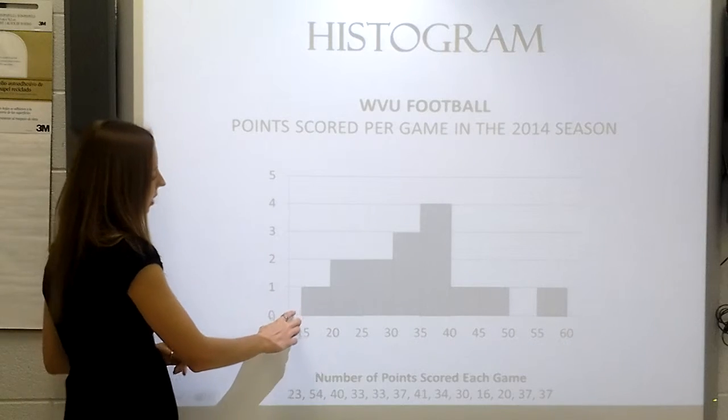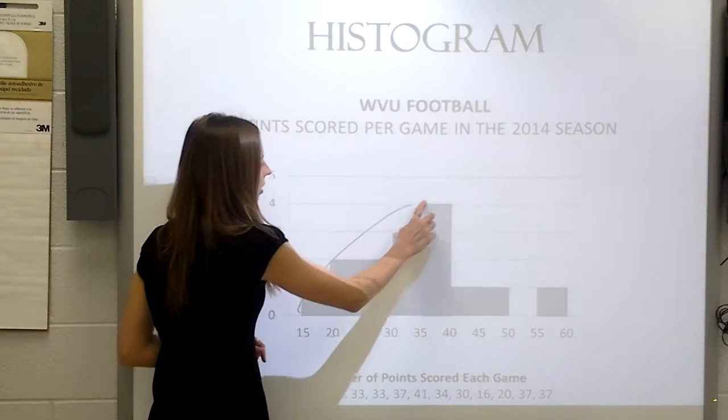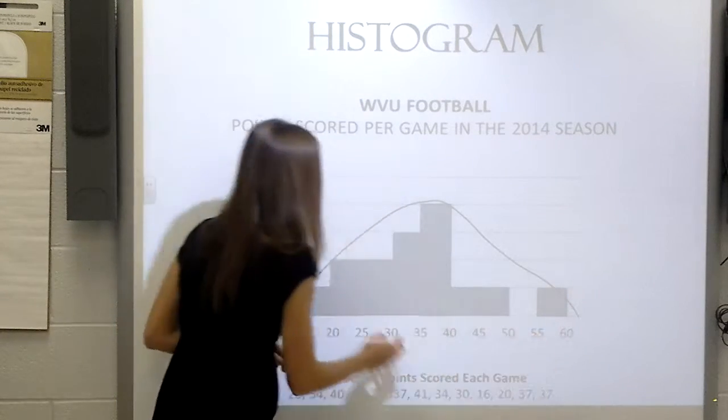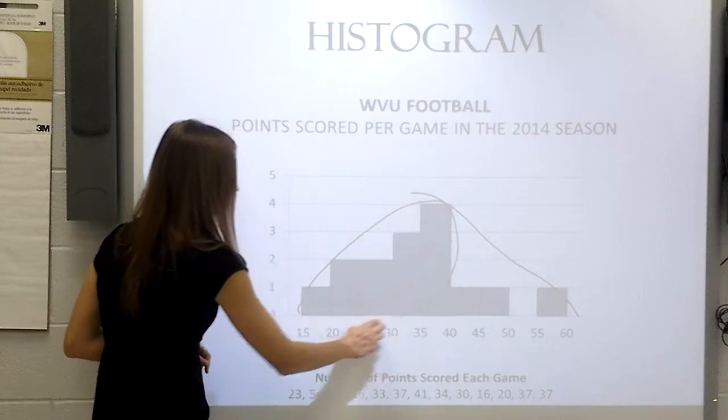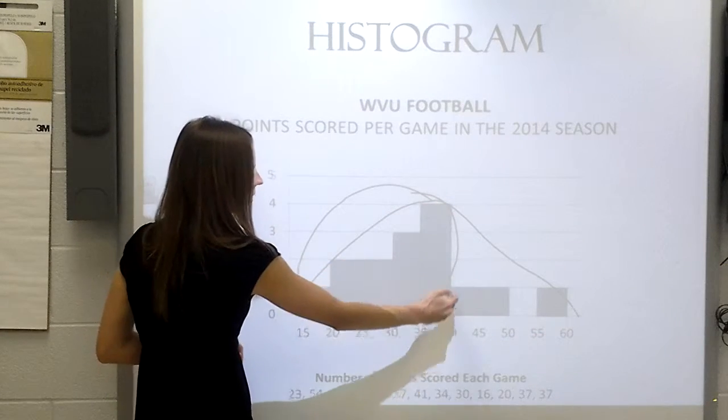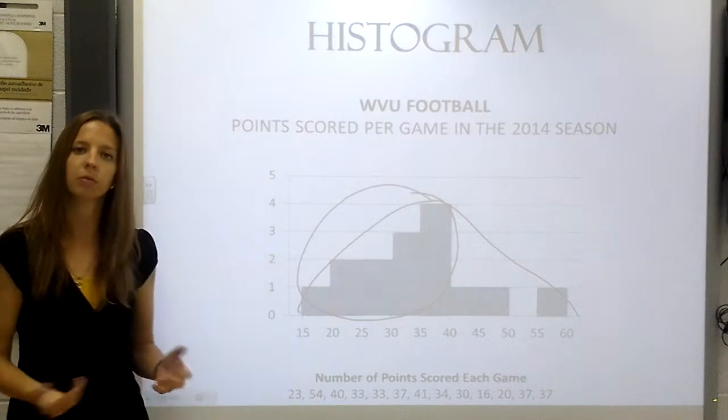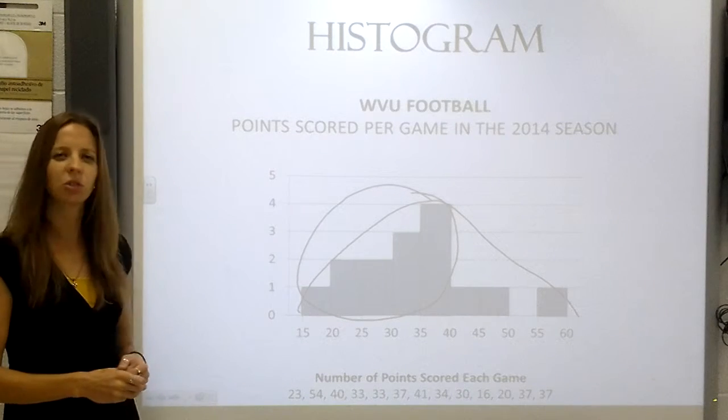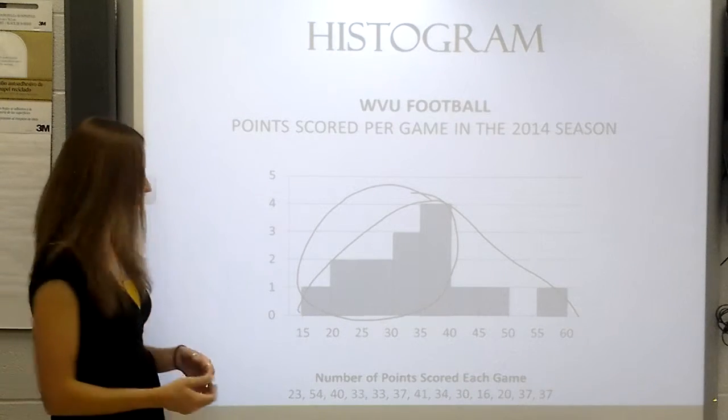But if we look at this, we can see that the majority of their games were scored in under 40 points. Okay? So again, that lets you look at the distribution of data.